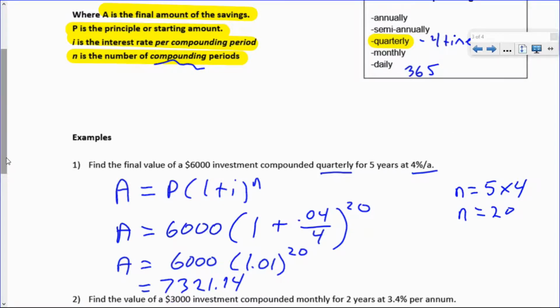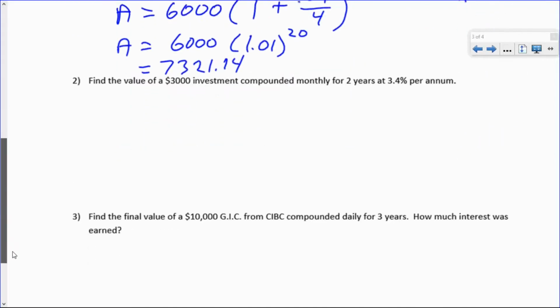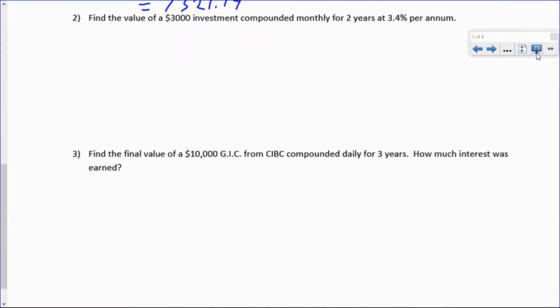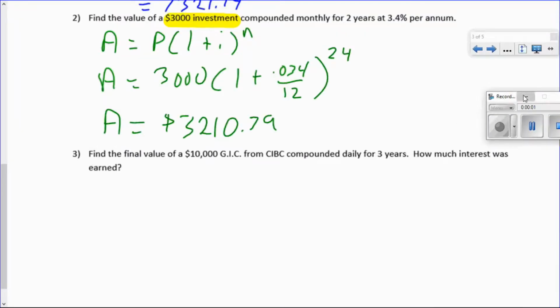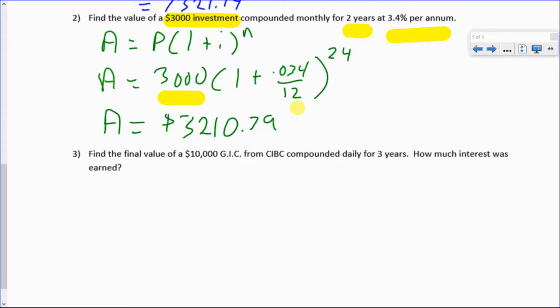Okay, take a look at the next one. See if you can set up the formula correctly and solve it. So there's the solution. It was a $3,000 investment, so our p value is 3,000. Our interest rate was 3.4% per year, but compounded monthly. I had to divide that by 12 when I subbed it in for i. And then n, our number of compounding periods, or our number of months in this case, is 2 years times 12, to get 24. Plug it into your calculator, and there is your answer.